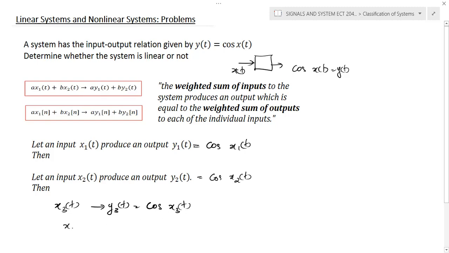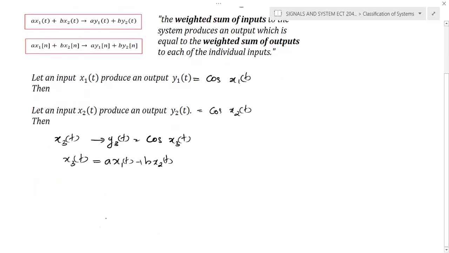And in place of x3 of t, we'll write x3 of t as a linear combination of the first two inputs, a x1 of t plus b x2 of t. In all cases, you can write x3 of t like this because that's a linear combination of inputs. And here you can substitute x3 of t. So y3 of t becomes cos; in place of x3, you can substitute. So you will get cos of a x1 of t plus b x2 of t.